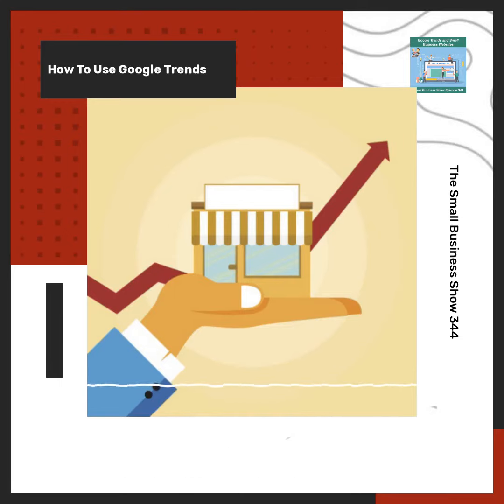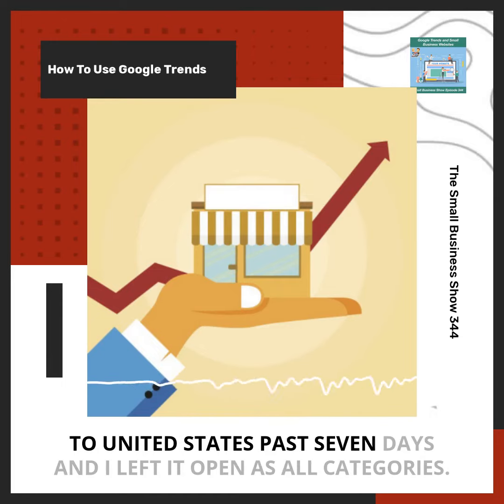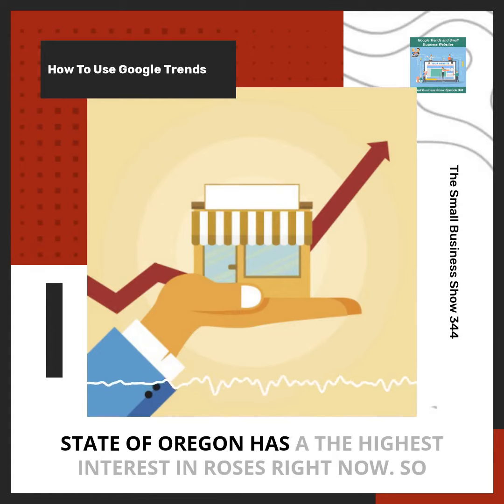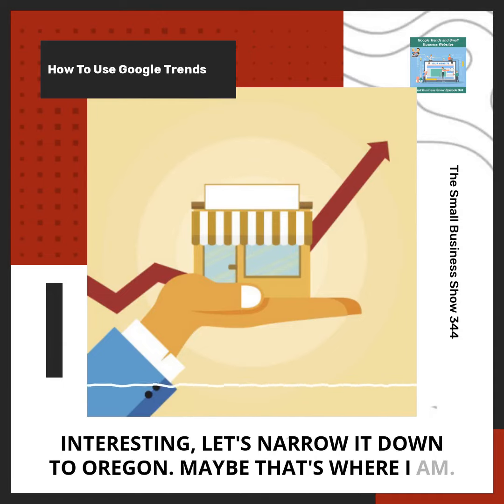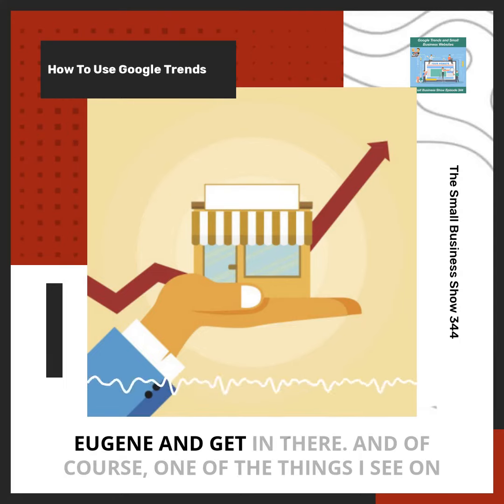For example, I searched for roses and I narrowed it down to United States, past 7 days. And I left it open as all categories, but it starts showing me interest by subregion. And I can see that the state of Oregon has the highest interest in roses right now. So interesting. Let's narrow it down to Oregon. Maybe that's where I am. And I could narrow it down to Portland or Eugene and get in there.